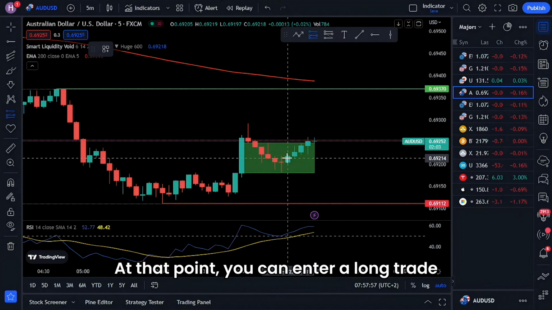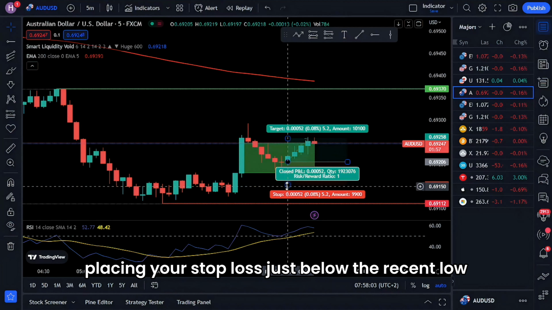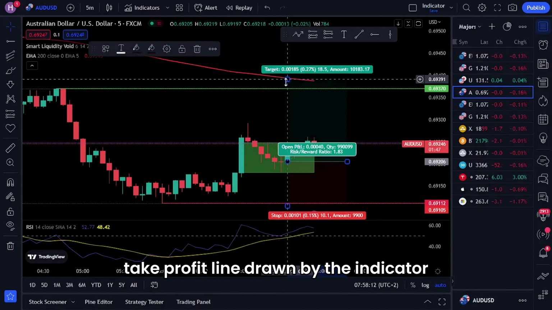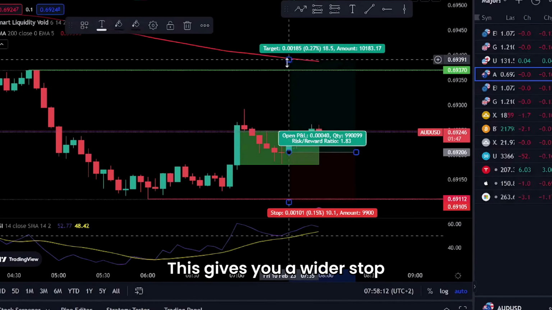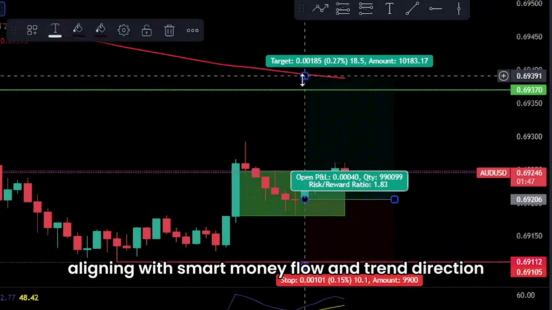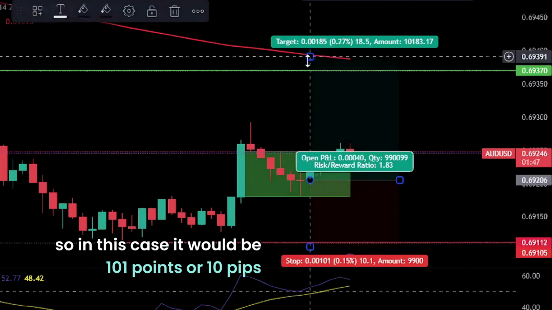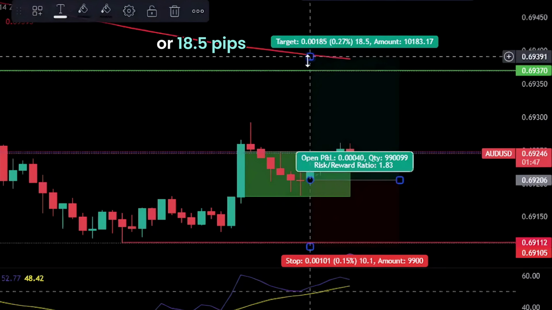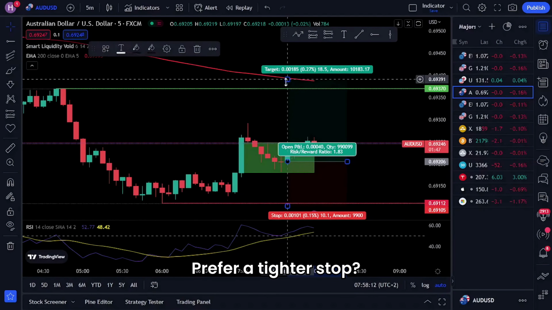At that point, you can enter a long trade, placing your stop loss just below the recent low and aiming for the green take profit line drawn by the indicator. This gives you a wider stop, but a much safer entry, aligning with smart money flow and trend direction. So, in this case, it would be 101 points or 10 pips, and there's a potential target of 185 points or 18.5 pips. Prefer a tighter stop?